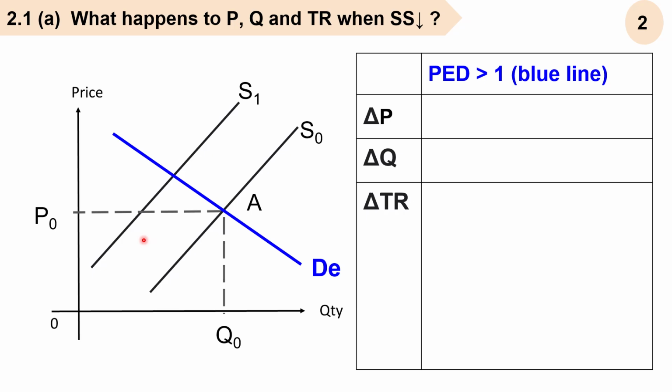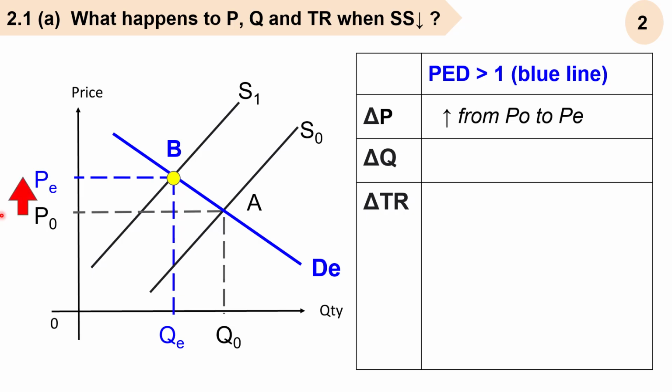Then who will react first? Consumers, right? Consumers will react first and they'll bid up the prices. And then you'll get your new equilibrium, which we label as B. And the corresponding price is PE and QE. So there'll be an increase in price from P0 to PE. At the same time, there's a decrease in quantity from Q0 to QE. This one can understand, right?